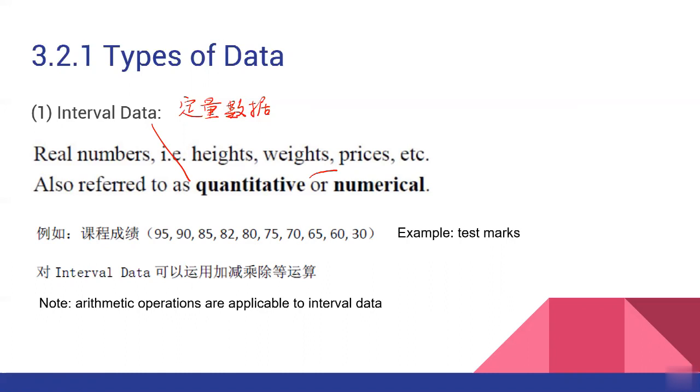For example, for a set of test marks, test marks have numbers, and these numbers really mean something. That means your real marks for the test. So the test marks are also interval data. You should note that arithmetic operations are applicable to interval data. For example, we can use addition, subtraction, multiplication, and division on interval data. Understand?